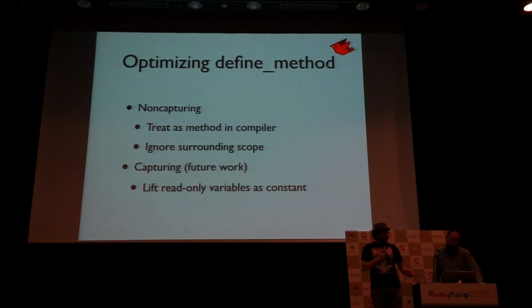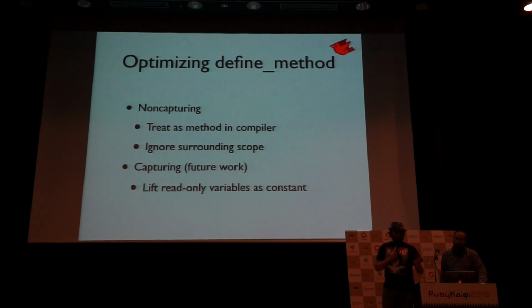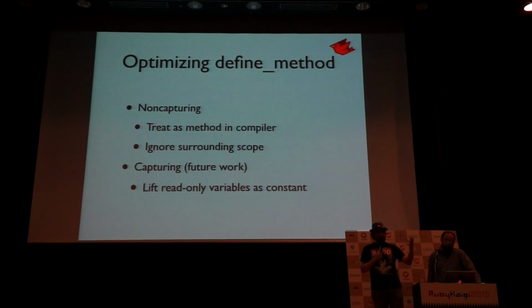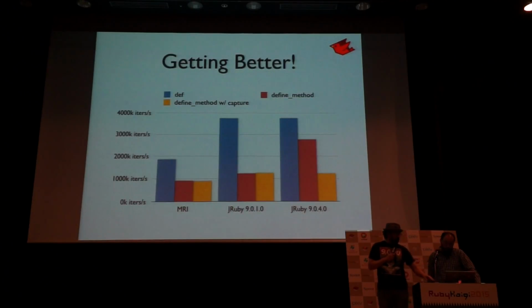So what we've done, when we can see that a define_method does not capture any state, the simple form, we will just compile it as a method. We actually treat it as a normal method body, not with all the overhead of a block. We also want to do this for the capturing case. Usually, if it captures state from outside, it's capturing it as a constant value. So we should be able to propagate that and do the same thing. But that's future work that we're going to be doing. And so this is the new state of affairs in 9.0.4.